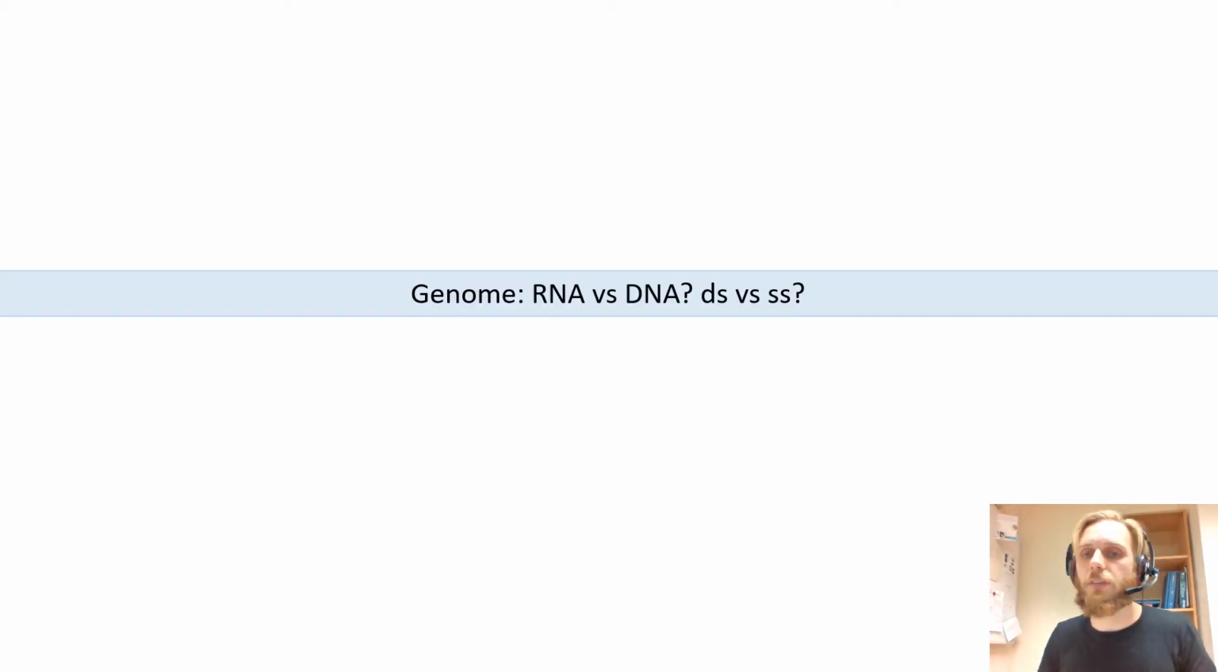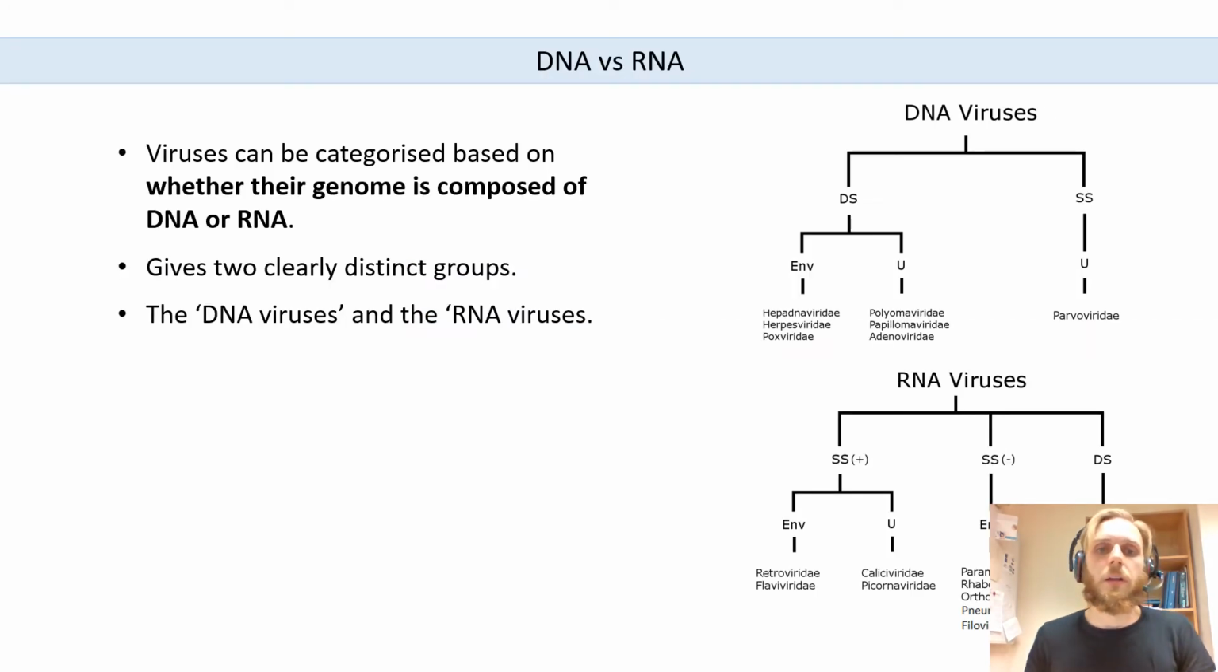So just a little bit more information on the classification characteristics that I introduced a few slides ago. First off, we can look at the genome. We said genome can be composed of RNA or DNA, and it can be single-stranded or double-stranded. When we apply this classification, we split viruses down the middle. We say these viruses are DNA viruses, these viruses are RNA viruses. Very, very distinct groups.